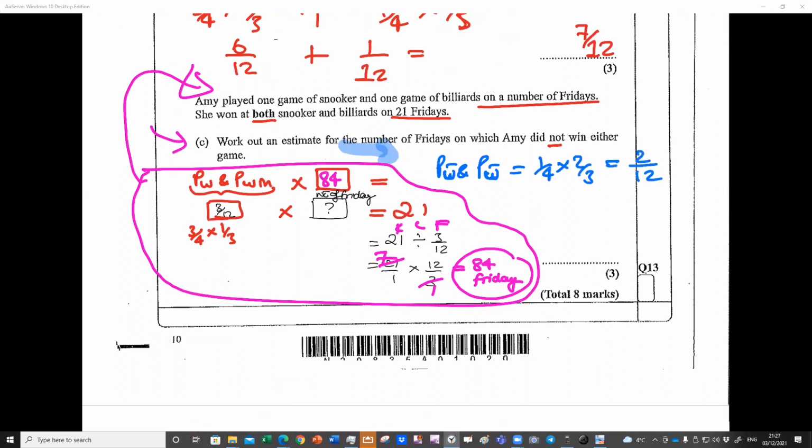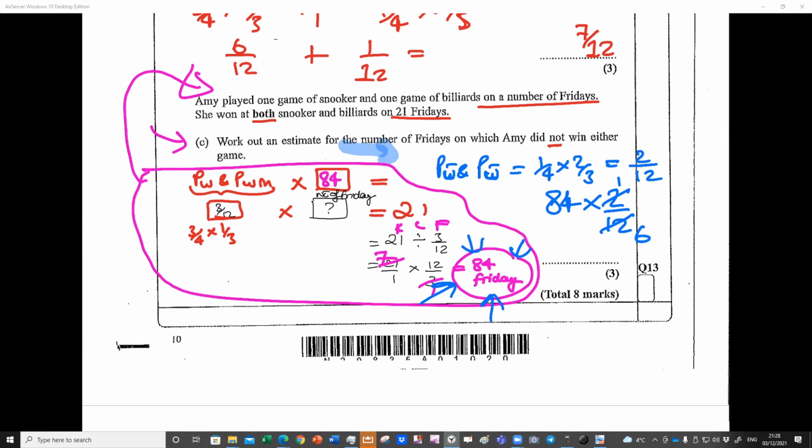Now, how many times did she do the experiment? We discovered 84 times. So 84 times she did it, and she can only lose on 2/12 of it. So 84 times by 2/12 gives us what is the answer? Yes, 7. That'll give you 1. I'll give you 6, and 6 into 84 is.